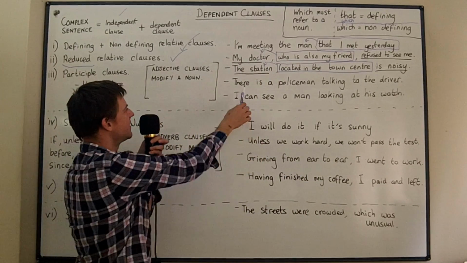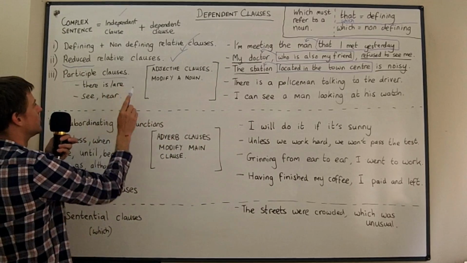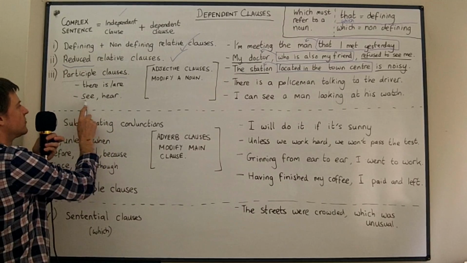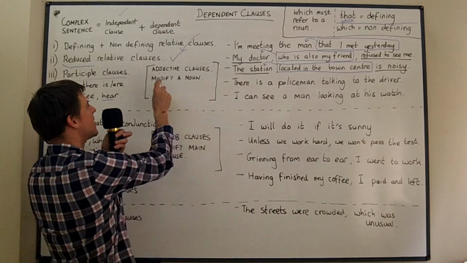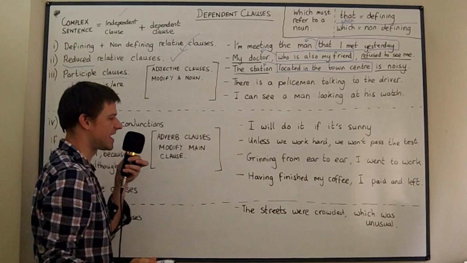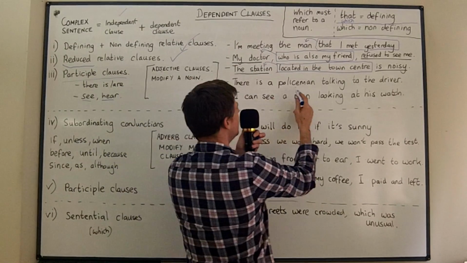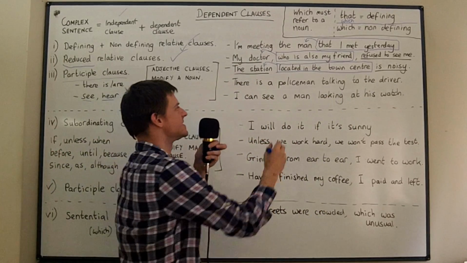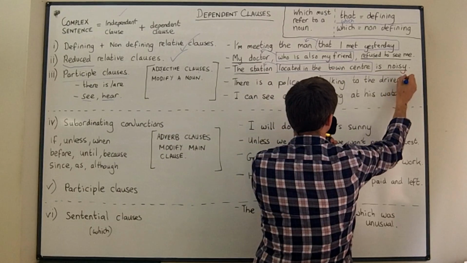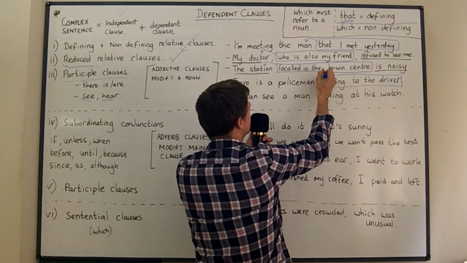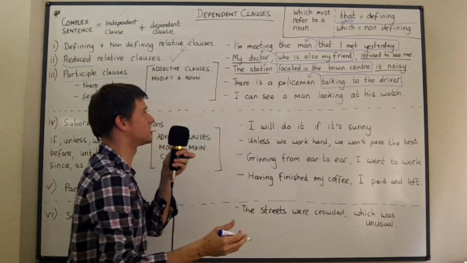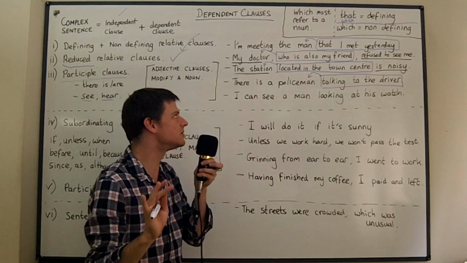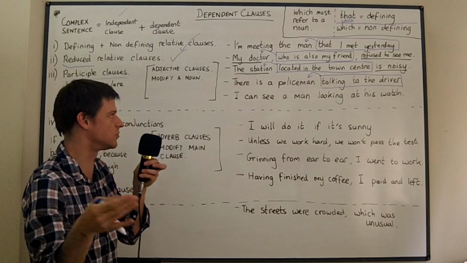Okay, the next example is of a participle clause. Now if we use a participle clause with there is or are, and also with the verbs see and hear, we very often have an adjective clause which modifies a noun. For example, there is a policeman talking to the driver. Now I hope you can all see already that this is the subordinate clause. And I hope you can see that it modifies once again the noun which it's touching. There is a policeman talking to the driver. I hope you also notice that we could say there is a policeman who is talking to the driver.